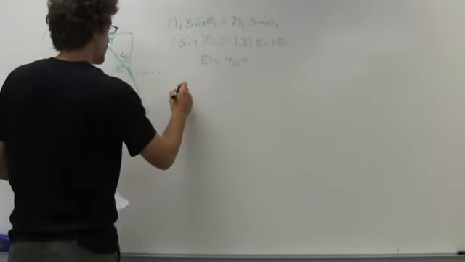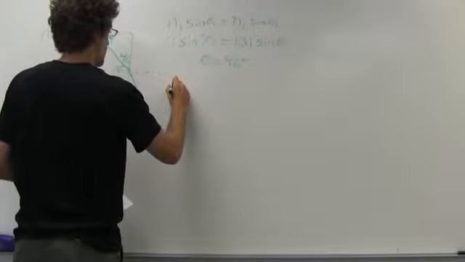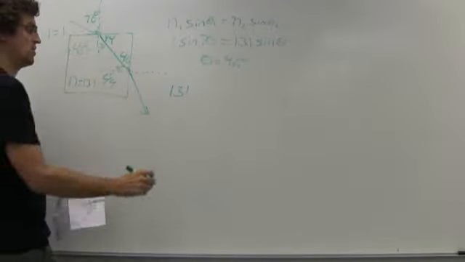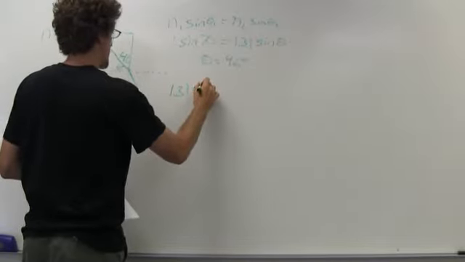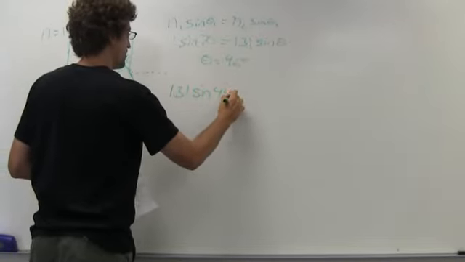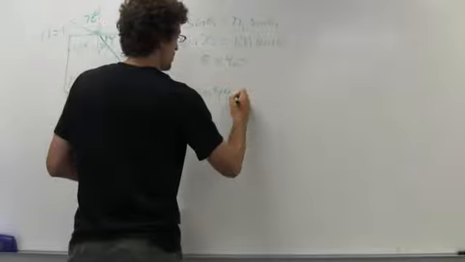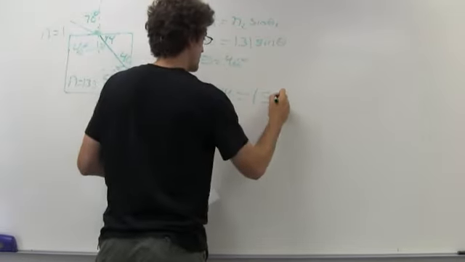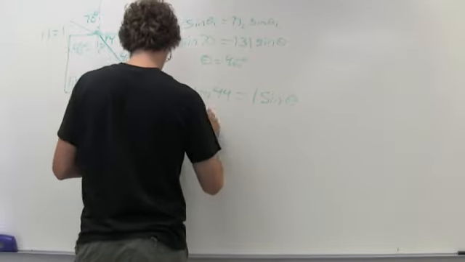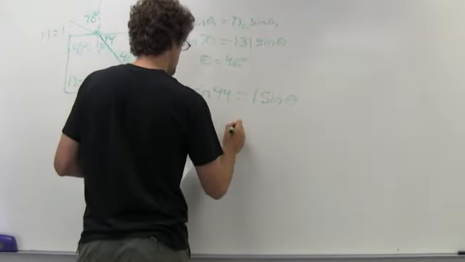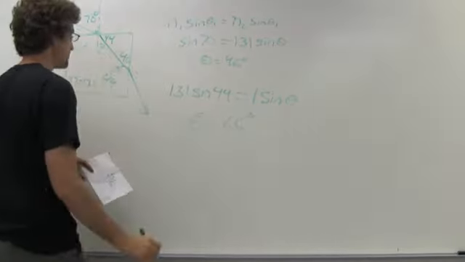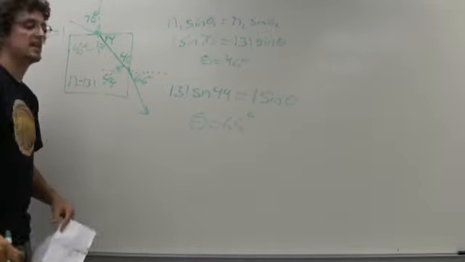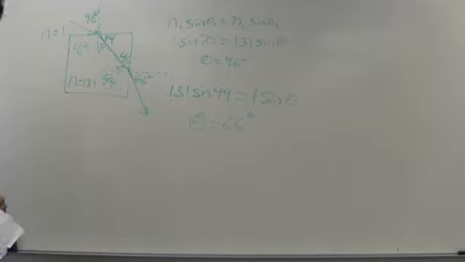So we're looking at our second one. We have, again, n1, which in this case is 1.31 because it's coming from the ice now, times sine of 44, and that's equal to n2, which is 1 this time, times sine of theta. And we find that theta is equal to 66 or so degrees. And that is this angle right here. And that is a refraction problem. Awesome.